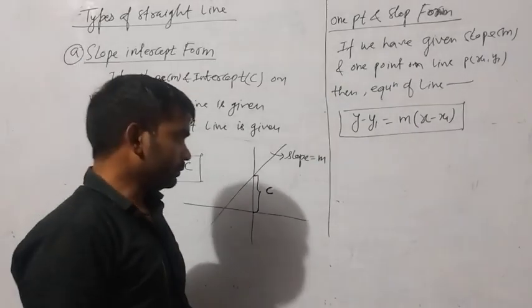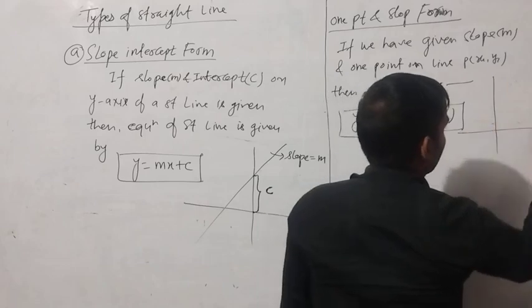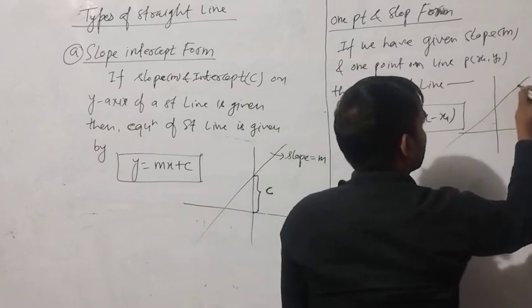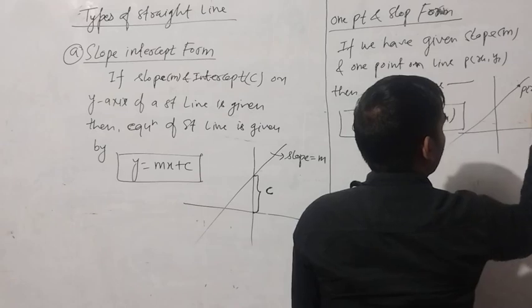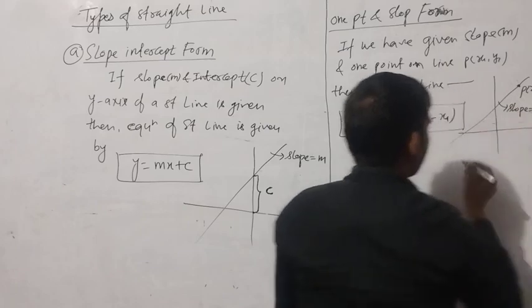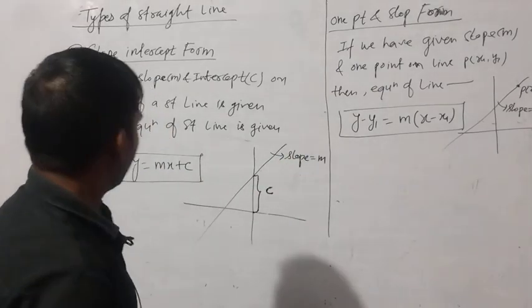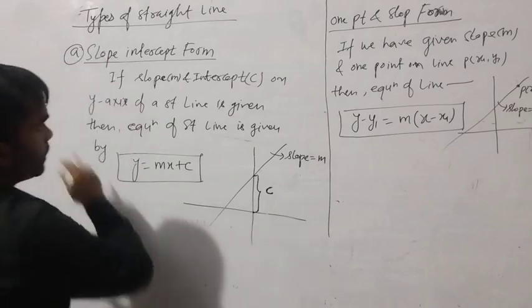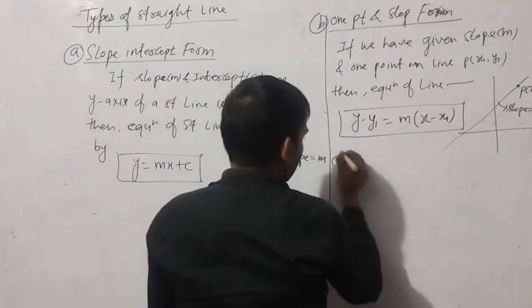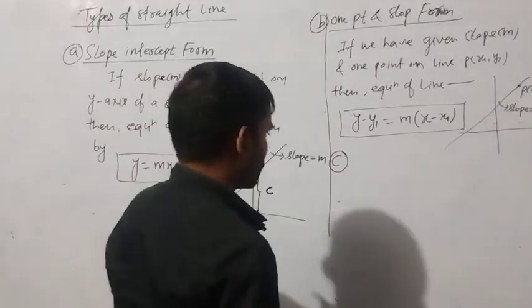Okay, so if we want to draw the graph of this line, you can simply write like this, that is, let's suppose this is the point P x1 y1 and the slope of the line is equal to m. Then we can write the equation of the line like this. Okay, and the second form, first this, second this, and third. What is the third? Let's see. Third is 2-point form. Okay, so what is 2-point form?